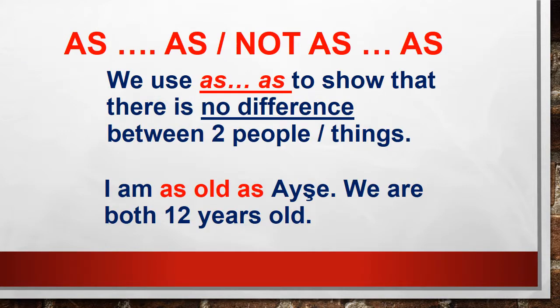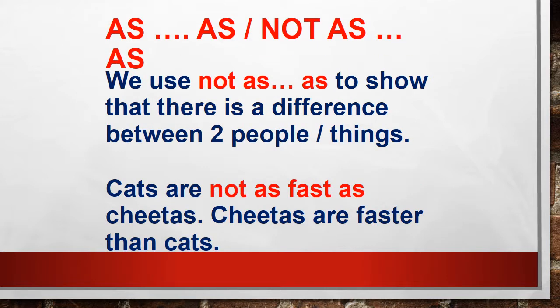As and not as. We use as to show that there is no difference between two people or two things. I'm as old as Ayşe. It means we are both 12 years old. No difference. We use not as to show that there is a difference between two things or two people. Cats are not as fast as cheetahs. That means cheetahs are faster than cats. And we can say cats are slower than cheetahs.